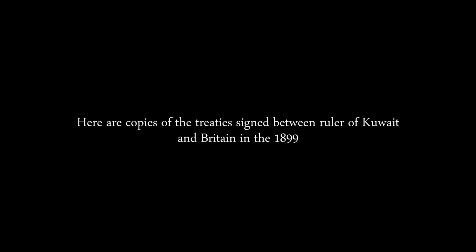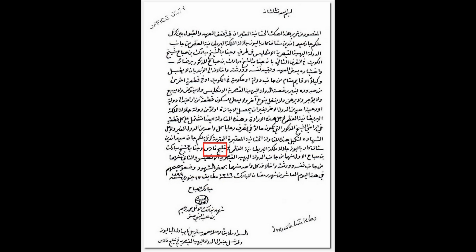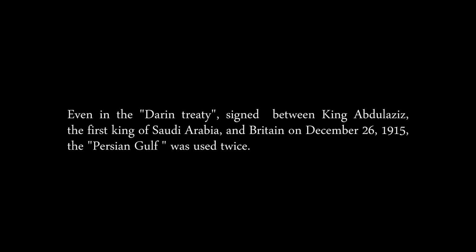The Persian Gulf also was used in the treaties and agreements signed between Arab rulers of the Persian Gulf and Britain in the 19th century. Here are copies of the treaties signed between the ruler of Kuwait and Britain in 1899. Even in the Daran Treaty, signed between King Abdulaziz, the first king of Saudi Arabia, and Britain on December 26, 1915, the Persian Gulf was used twice.